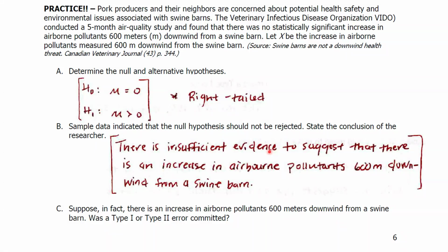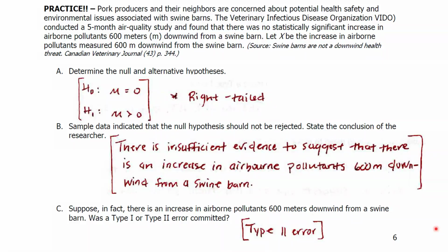Big difference. Now, suppose in fact there is an increase in airborne pollutants 600 meters downwind from a swine barn. Was a type 1 or type 2 error committed? So this would be a type 2 error. Why? Well, we failed to reject the null, claiming no increase. But the alternative was actually true. There really is an increase. So we missed detecting a real problem.